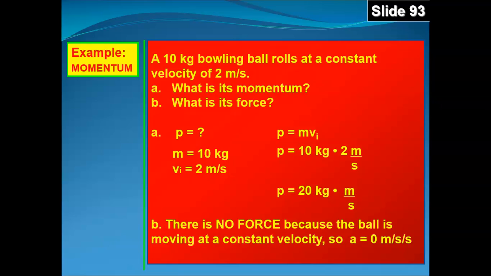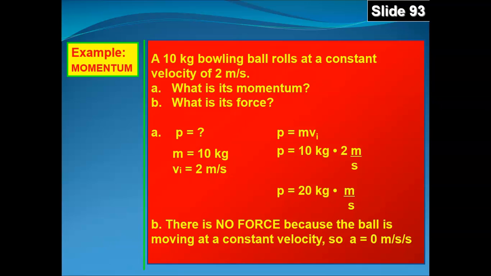So let's take an example. A 10 kilogram bowling ball rolls at a constant velocity of 2 meters per second. First of all, what is its momentum? And then second, what is its force? So for momentum, we simply apply the formula, P equals question mark, m equals 10 kilograms, instantaneous velocity is 2 meters per second. Now if it's got a constant velocity of 2 meters per second, that could be its average velocity as well, but it's also its velocity at any moment in time. So we're going to say that's instantaneous velocity. So P equals m vi, you plug in the numbers 10 times 2 and you get 20 kilogram meters per second.